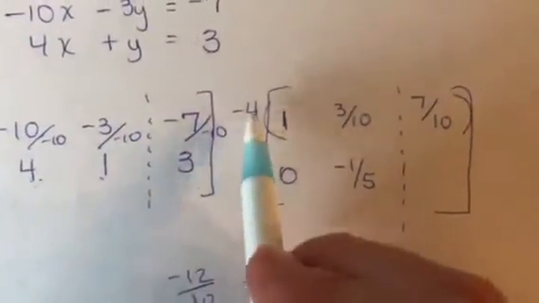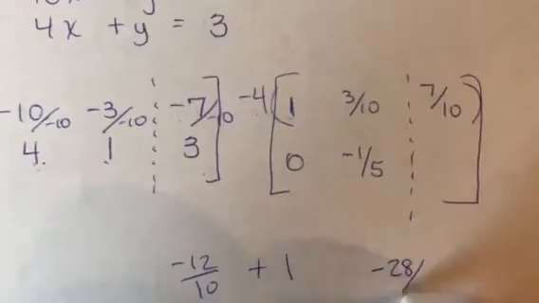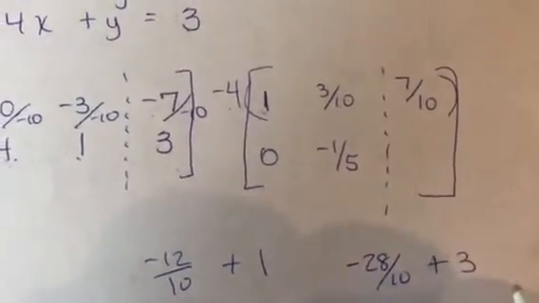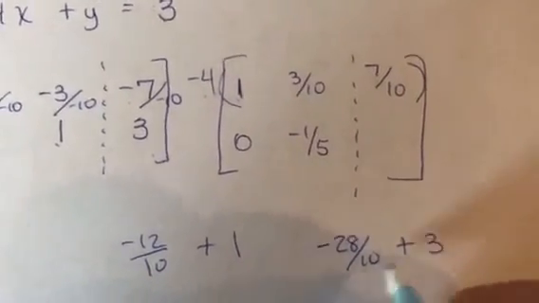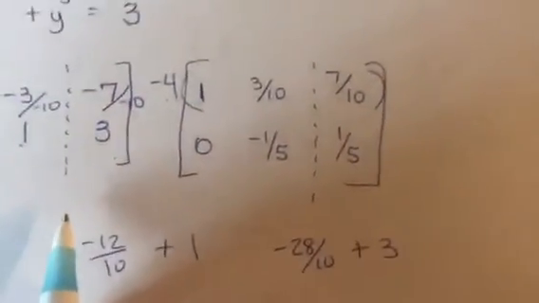Okay, then I'm going to go negative 4 times 7/10, which gives me what? Negative 28/10. Add the 3. Use your calculator. Technically, if I was using my brain, I would reduce this and then add 3, whatever. But you get a positive 1/5. Okay, so it's looking good so far.